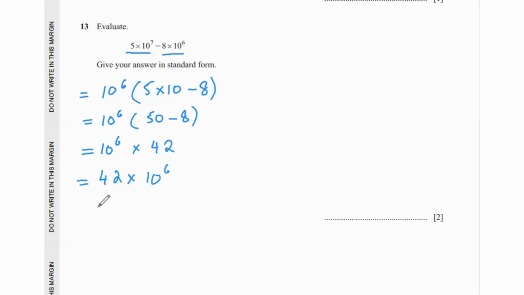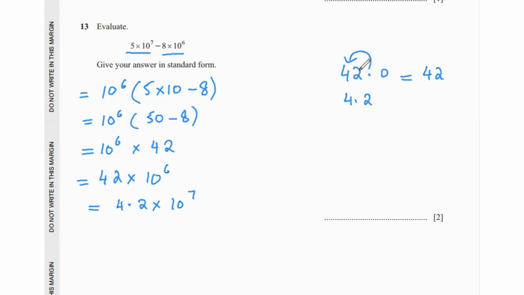So 42 times 10 to the power of 6 in standard form is going to be 4.2 times 10 to the power of 7. Why? Because we know that every whole number has a decimal at its end. 42.0 is the same as 42. So in standard form, the number has to be less than 10. It can't be greater than 10. So to turn 42 into a number that's less than 10, that's going to be 4.2.